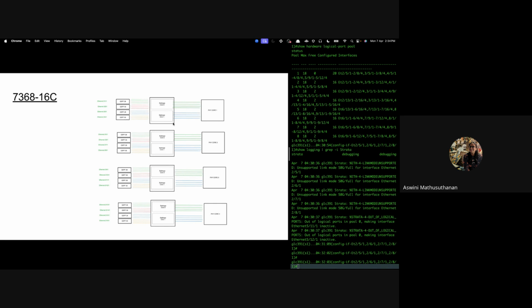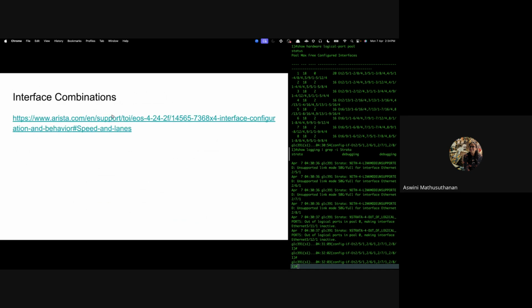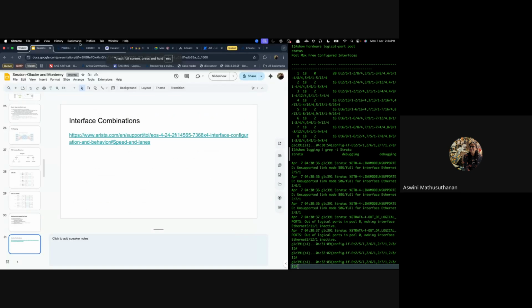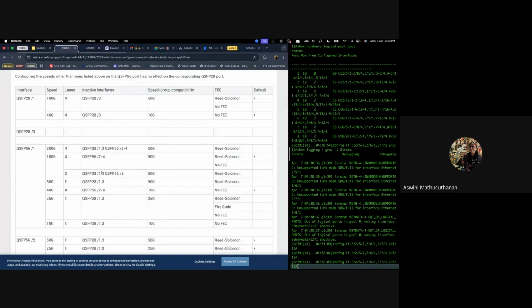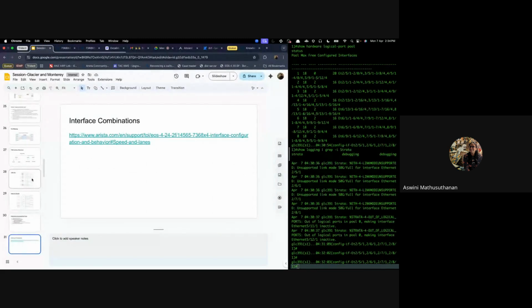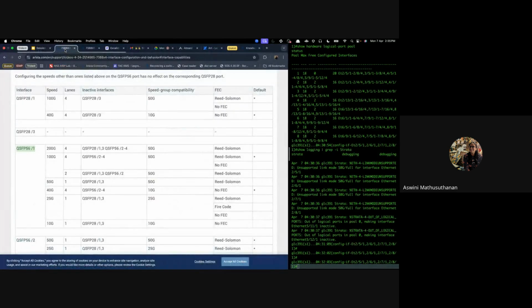Yeah, let's take a look at the TOI for that. Okay, I have one diagram which will help with the explanation. Let's assume QSFP 56 is 200 gig speed here, and QSFP 28 is 100 gig. So each port will have a pair of 100 gig and 200 gig ports. We'll see how the speed and inactive ports are going inactive because of this.